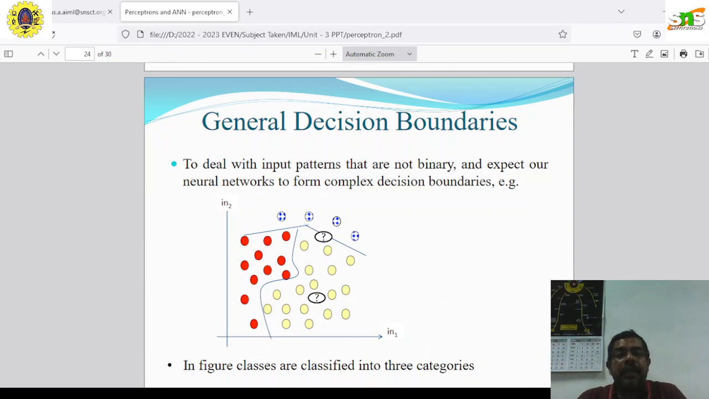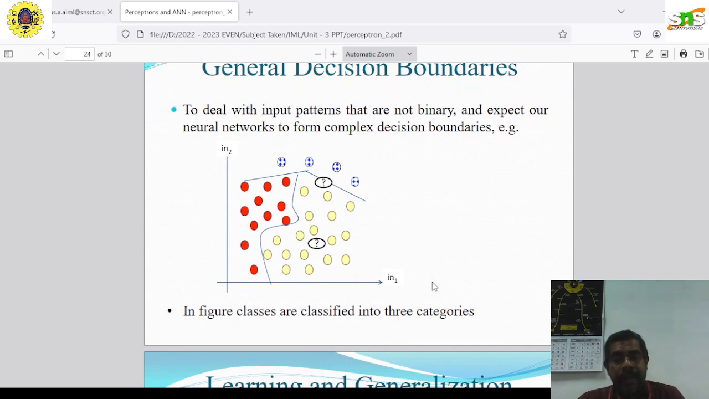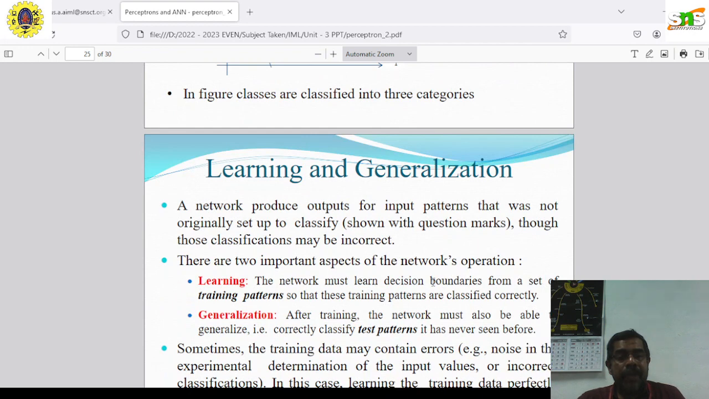So now, with the continuation of perceptron structure, we are going to see general decision boundaries. To deal with input patterns that are not binary, neural networks form complex decision boundaries. This may lead to overfitting, and it may have less bias. These classes are classified into three categories.